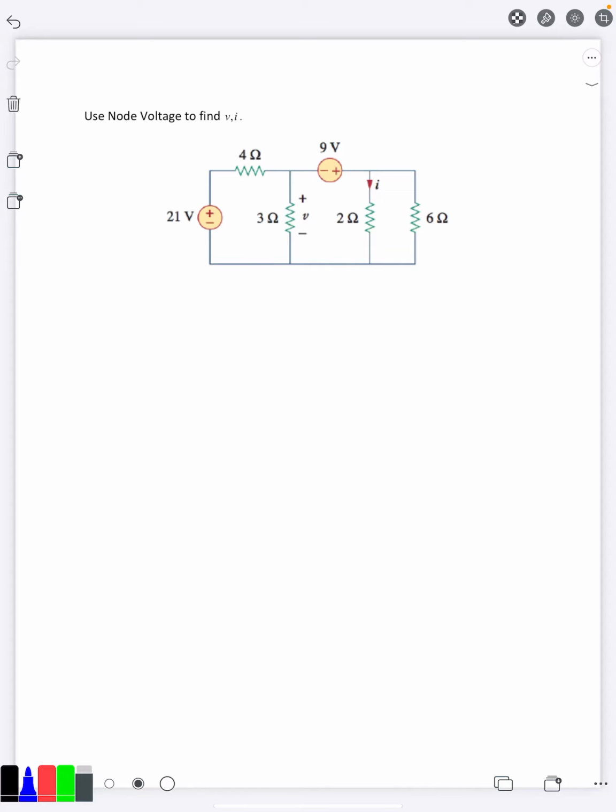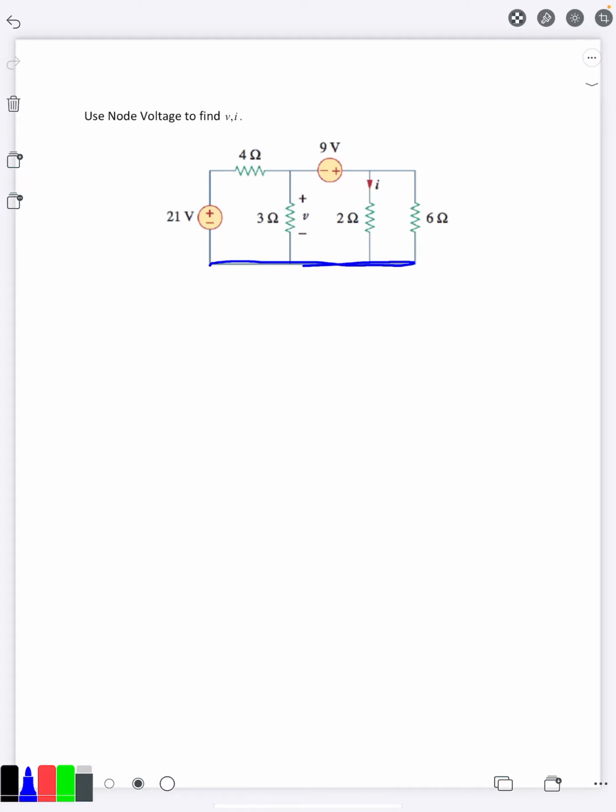In this video, we're going to do another example of using node voltage to solve a circuit. However, in this one, it's going to be a little more complicated because we are going to need a supernode. So let's start the same as any other way. When you have node voltage here, you go ahead and identify what nodes you have.